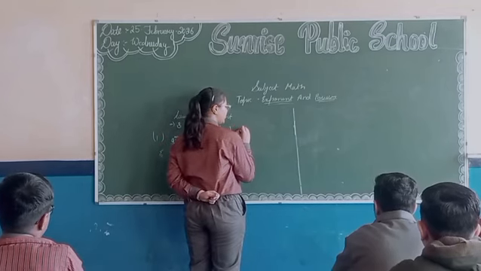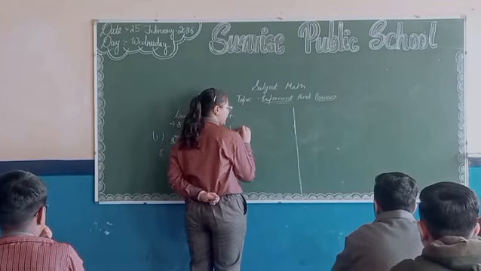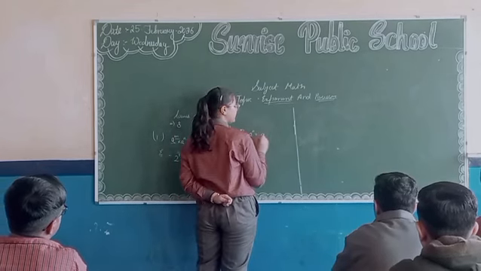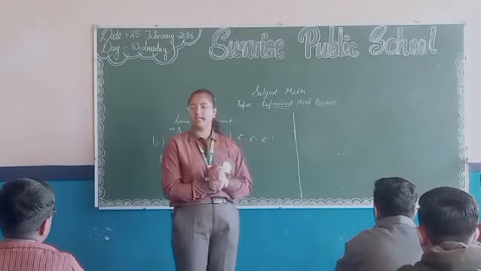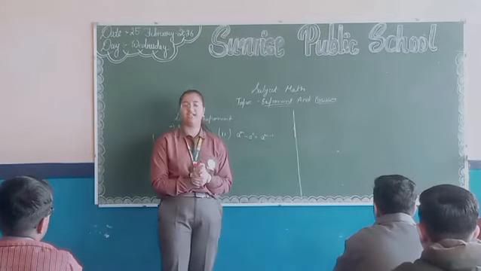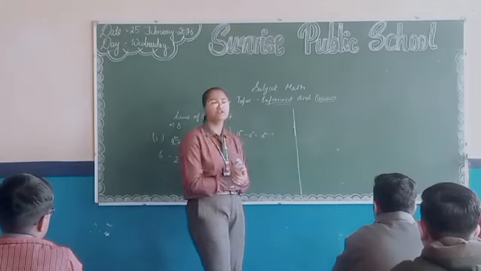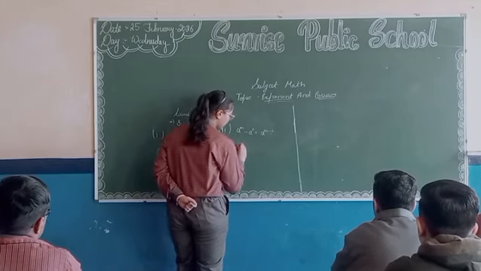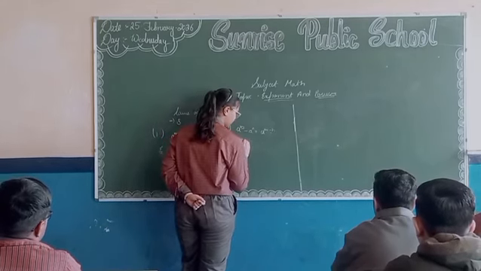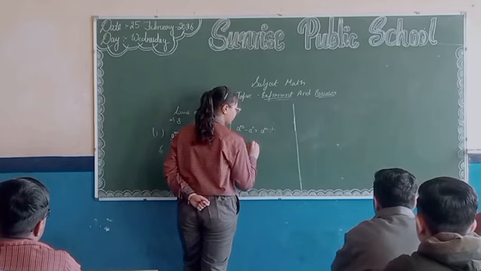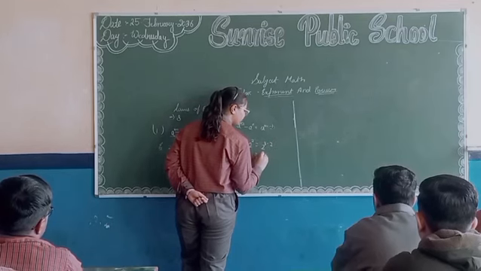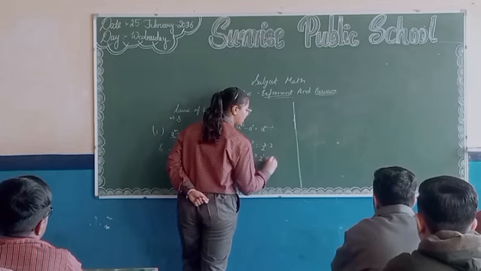Now about the second law. a raised to the power m divided by a raised to the power n is equal to a raised to the power m minus n. You can see that the base is the same but the exponents are different, and in between there is a sign of division. So we do subtraction in the exponent. Example: 2 raised to the power 3 divided by 2 raised to the power 2 is equal to 2 raised to the power 3 minus 2, which is 2 raised to the power 1. That is the answer.